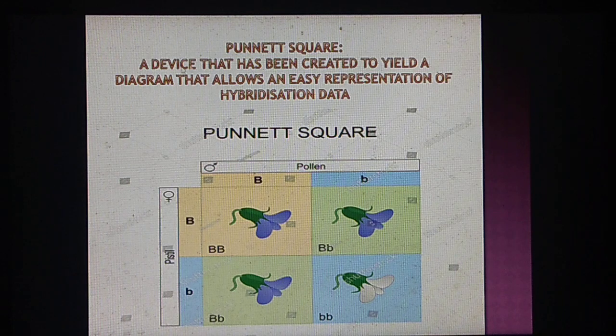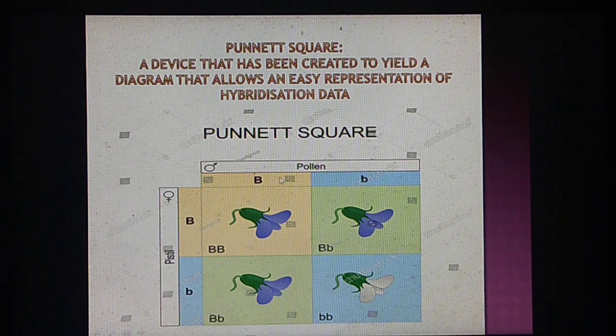Now, as it is said, it is a device that has been created to yield a diagram. So, that is in the form of a graphical representation, which is very easy for us to understand how to note down the data which can be produced through this Punnett square. So, it is like a checkerboard, and this checkerboard was devised by a scientist, R.C. Punnett, and is used to depict the result of the cross between two organisms.